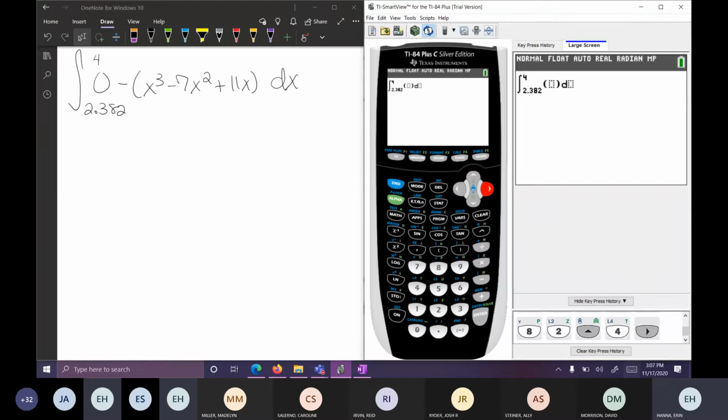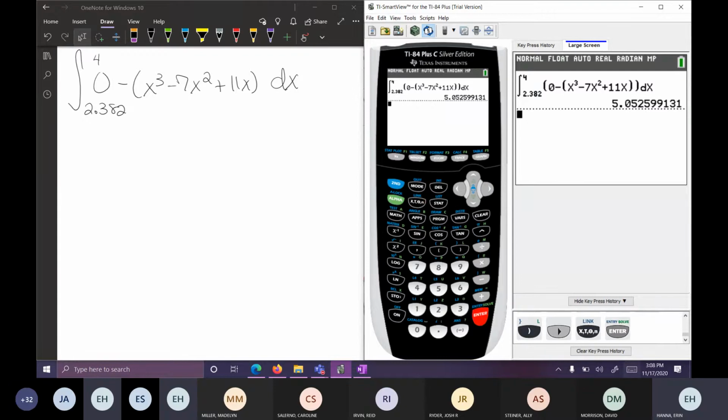Scroll over. I know writing arrow in the front seems a little silly, but let's just go ahead and make it look exactly like what I have written down. Whenever you want to use an X, you have to use the variable button right next to the alpha key. If you use anything else, it could potentially mess up your answer. So we want x cubed minus 7x squared plus 11x, parenthesis, scroll over to x and hit enter.